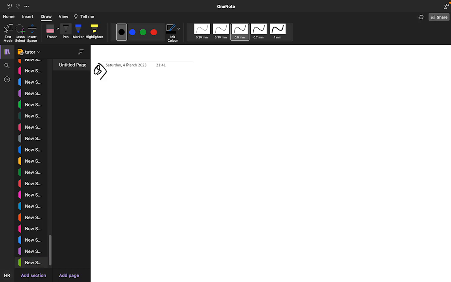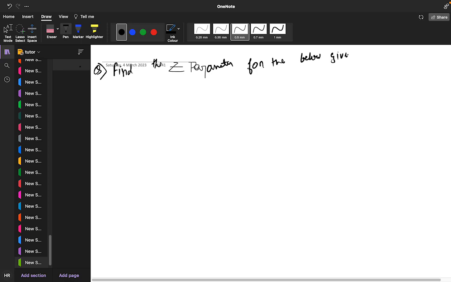Okay, so in the next question, write: find the Z parameter. Find the Z parameters for the below given network, the given two port network.